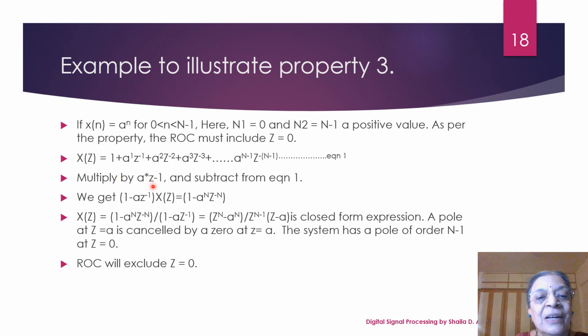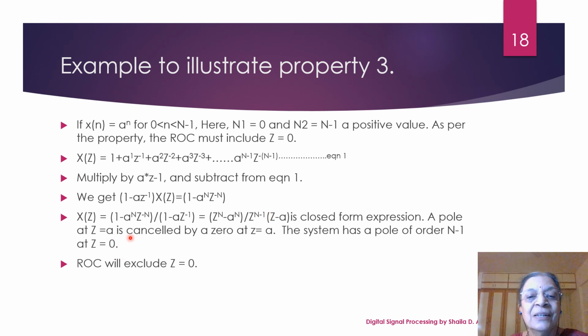Now multiply by a z inverse and subtract from equation 1 to get the closed form expression. So we can write X(z) as equal to 1 minus a raised to N z raised to minus N divided by 1 minus a z inverse. Now in this case this term is existing. N is not going to infinity. So this term will be there. Now if we simplify, we will have z raised to N minus a raised to N divided by z raised to N minus 1 multiplied by z minus a. This we are obtaining from this equation by multiplying numerator and denominator by z raised to N. So we get the closed form expression in this manner.